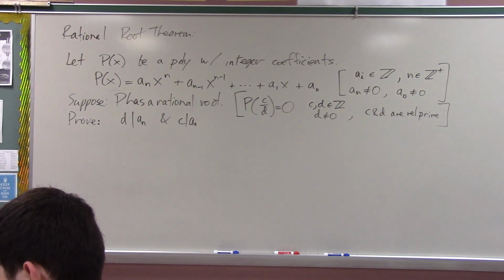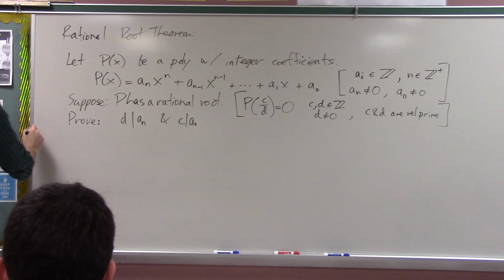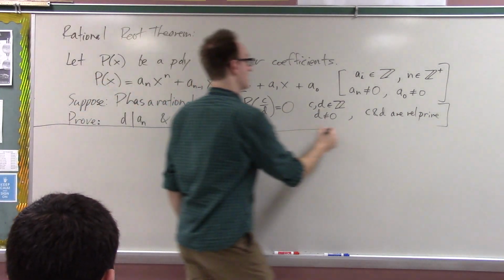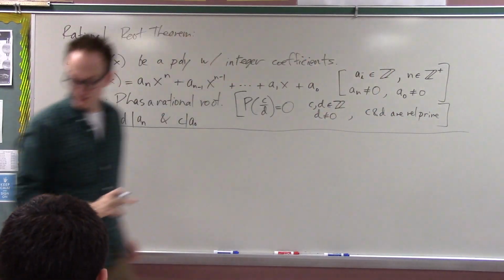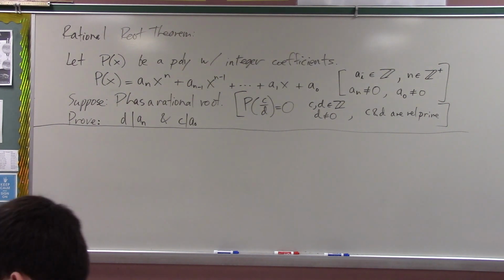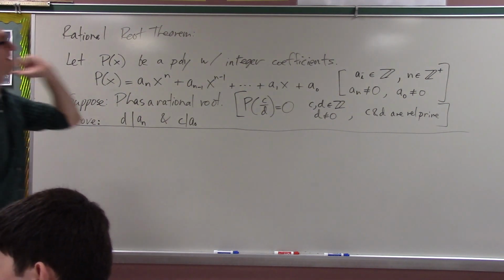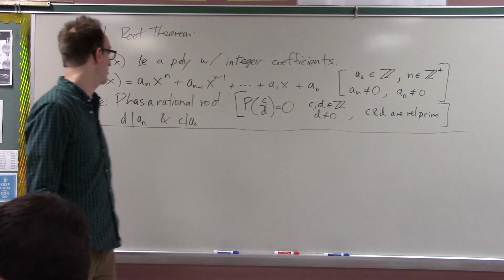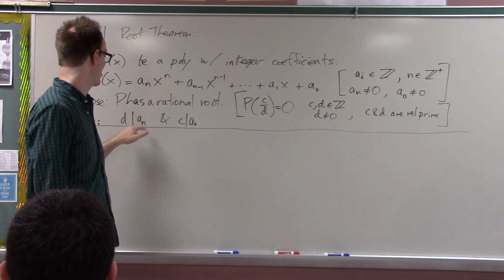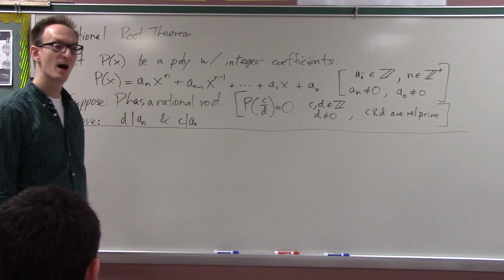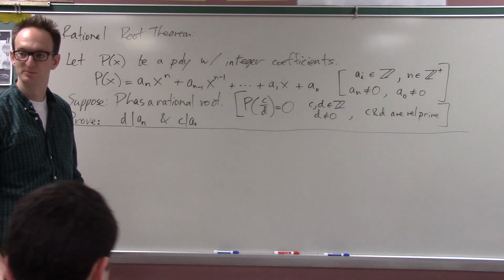Okay, good. Now that we've done all that, and we haven't really done anything at all, we can start the proof. Here's what I know. I know I have a polynomial. I know I have integer coefficients. I know if I plug in C over D, I get 0. And I know I need to prove this weird fact about the divisibility. Okay. First step.